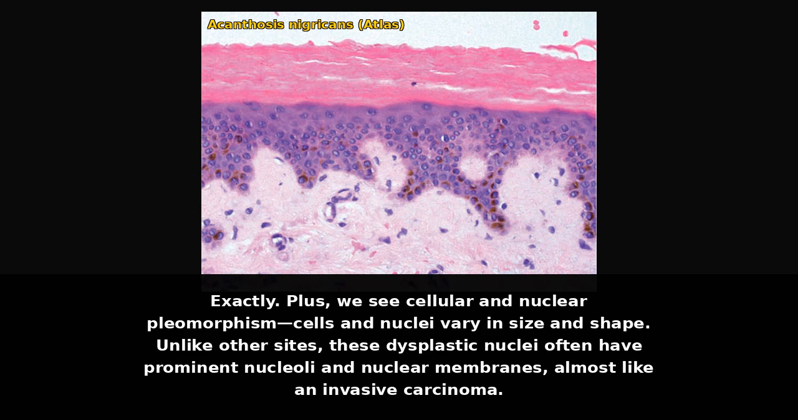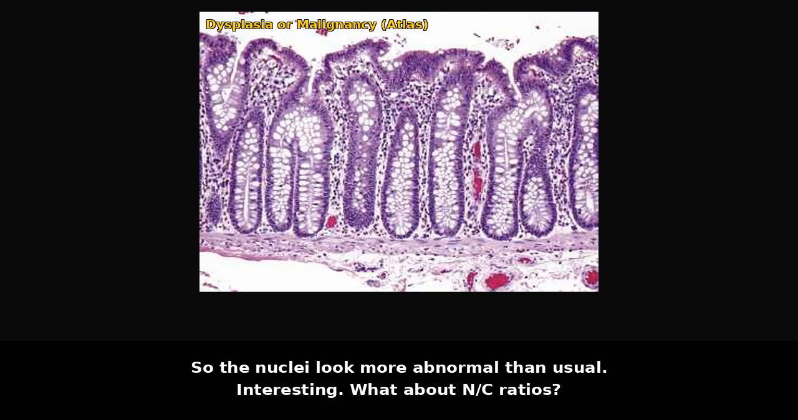Exactly. And then plus we see cellular and nuclear pleomorphism. Cells and nuclei vary in size and shape. And unlike other sites, these dysplastic nuclei often have prominent nucleoli and nuclear membranes, almost like an invasive carcinoma. So the nuclei look more abnormal than usual.